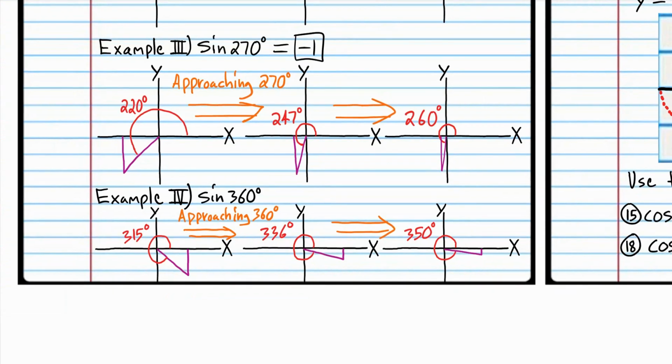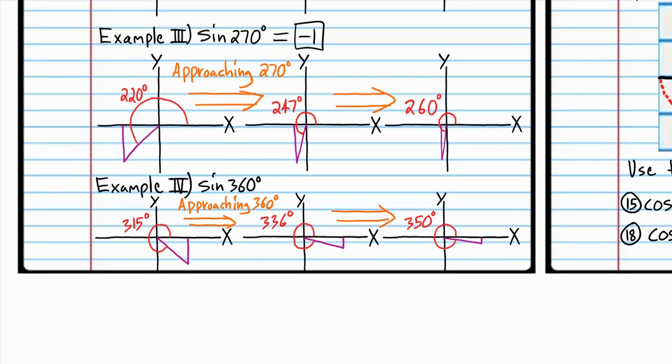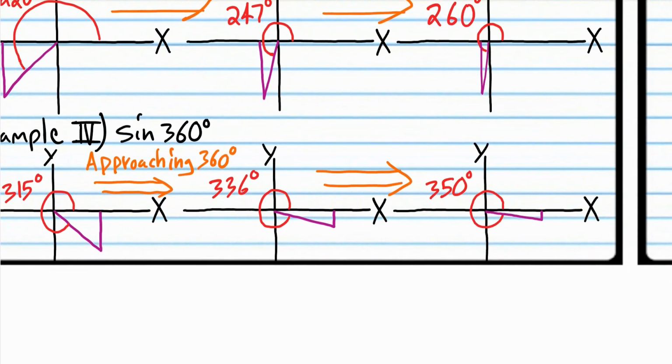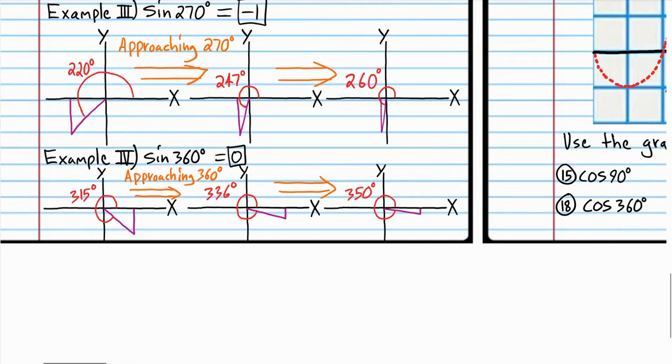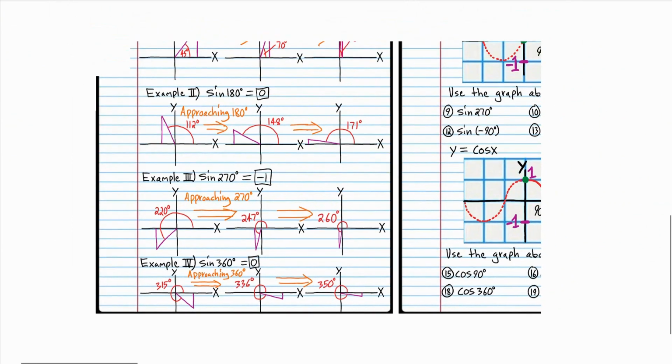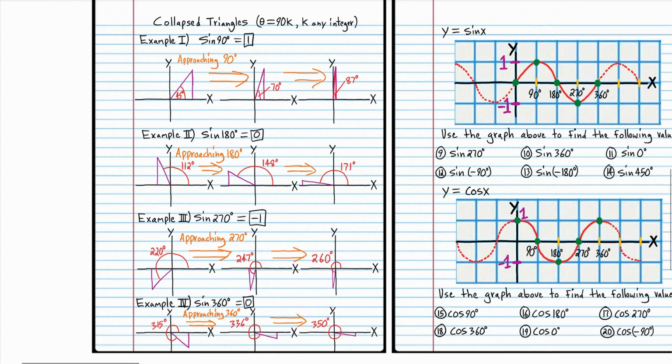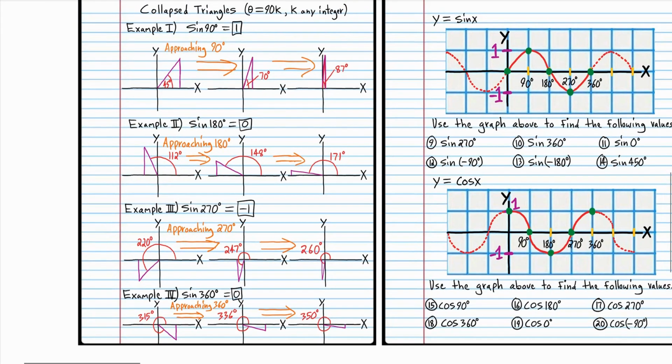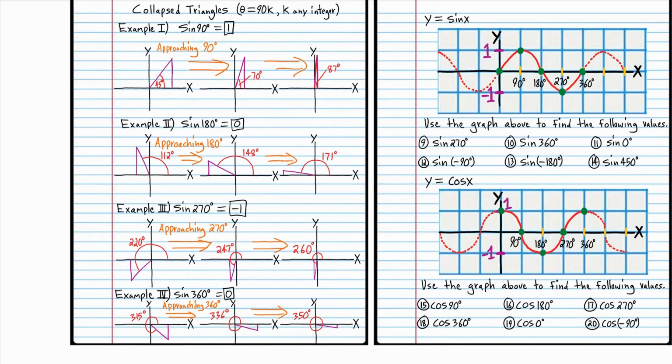So we have the same logic down here. The triangle collapses, but the opposite side of the reference angle is going to be 0, so we define sine 360 degrees as 0. But again, this is all very, very difficult. It's not easy to understand or to picture these triangles collapsing. The good news is we have a better way to think about it.